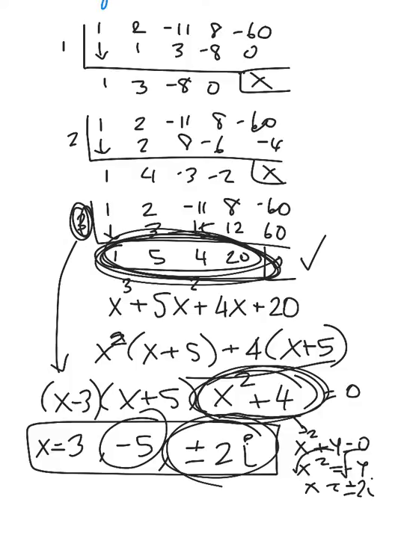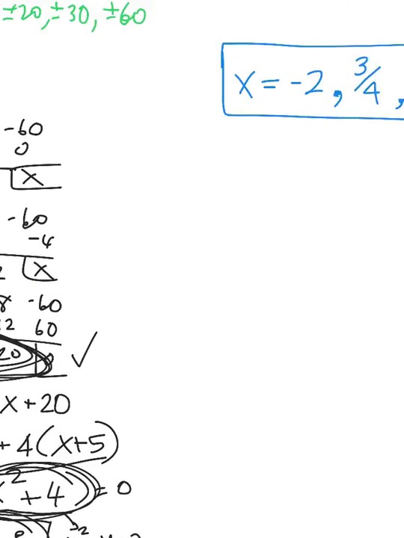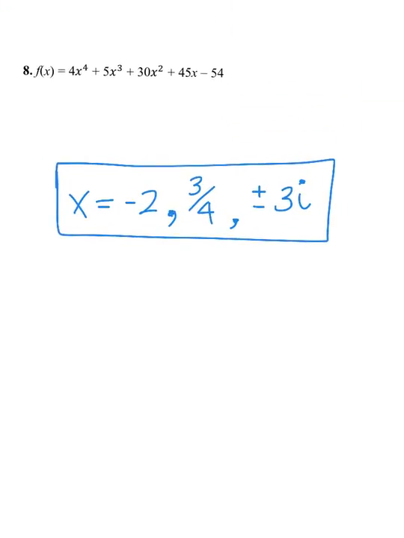All right, so your final answer for number 8 should be x is negative 2, 3 over 4, plus or minus 3i.